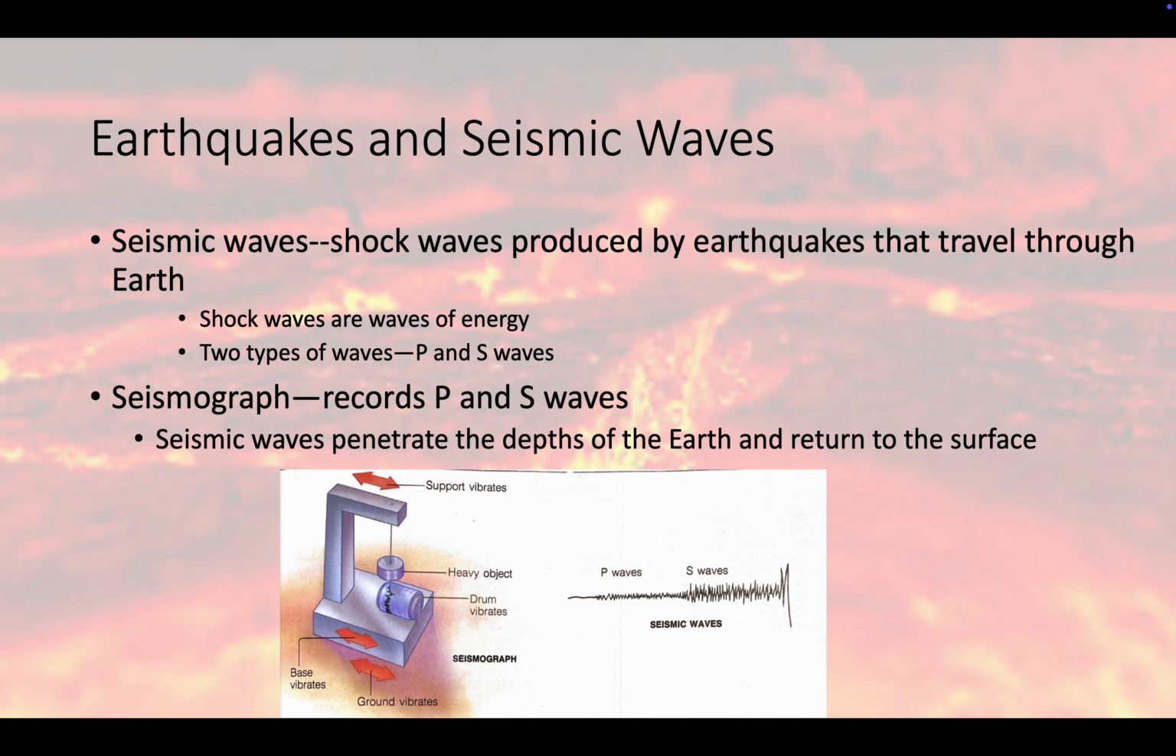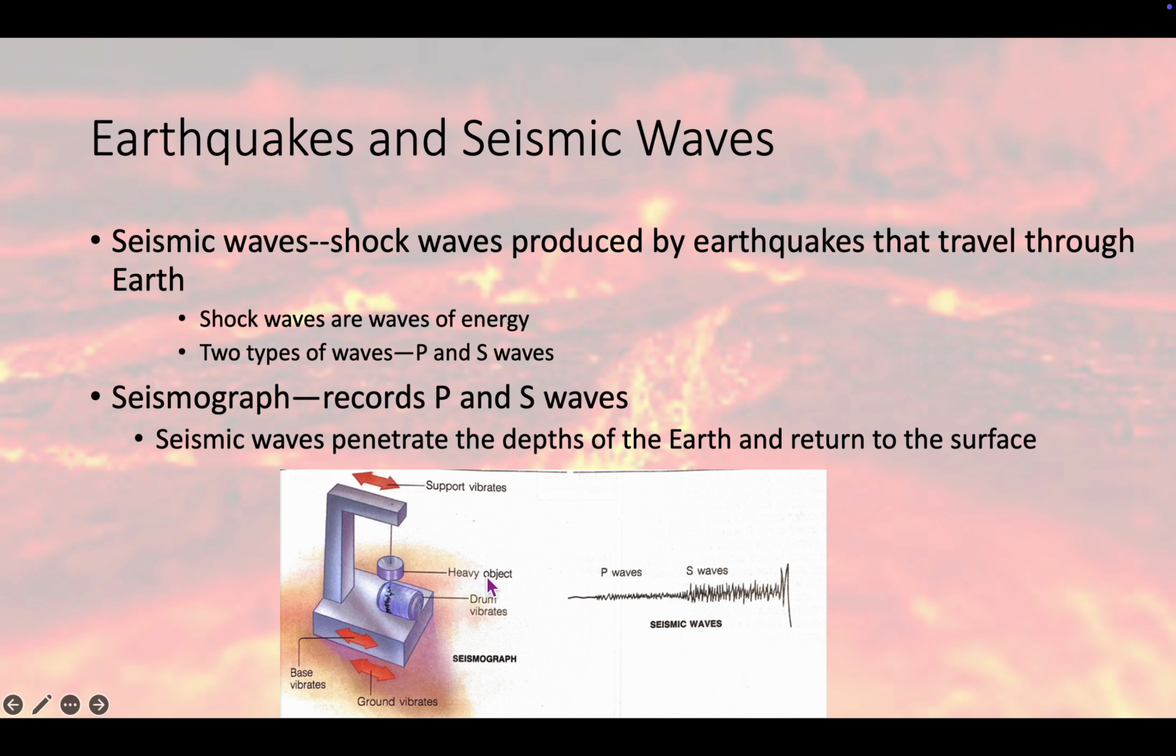Seismic waves are the shock waves produced by earthquakes that travel through the Earth. Shock waves are waves of energy. It's important to know that. The energy has to transfer somehow, and it's going to go away from the source. There are two types of waves, P and S. If you do research, you can learn about another type of wave. We are going to focus primarily on the P and S waves. But if you ever come across a third wave, there is a third wave. We just won't be talking about that one.